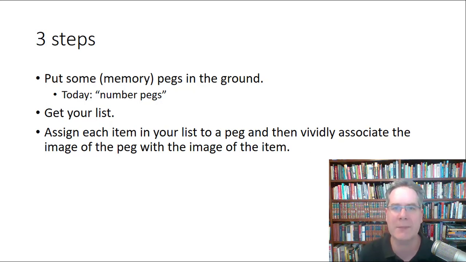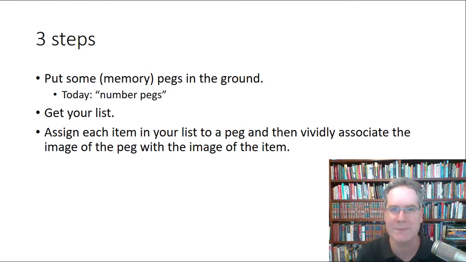Once we've got our system in place, and it will only take a few minutes, we will then get our list. Obviously, if we don't have a list, there's nothing to remember, and this will be a very short video. The third step is we're going to assign each item in our list to one of the pegs in our memory system. We're then going to spend some time vividly associating the image of the peg with the image of the item. This is probably best understood if I give you a demonstration.